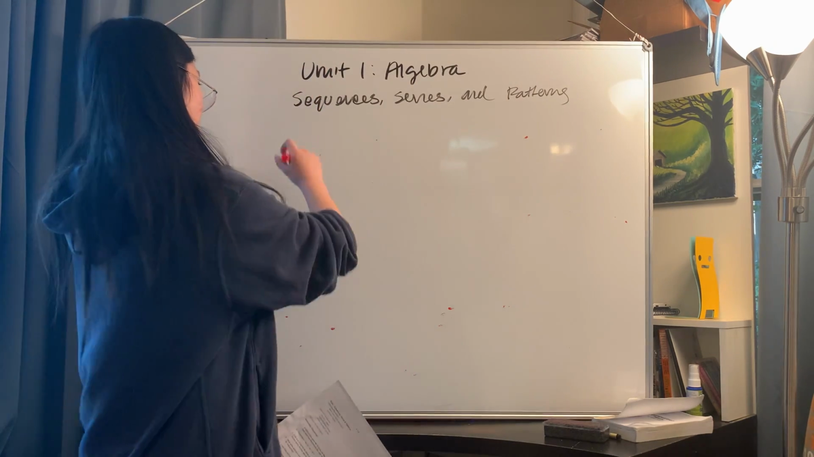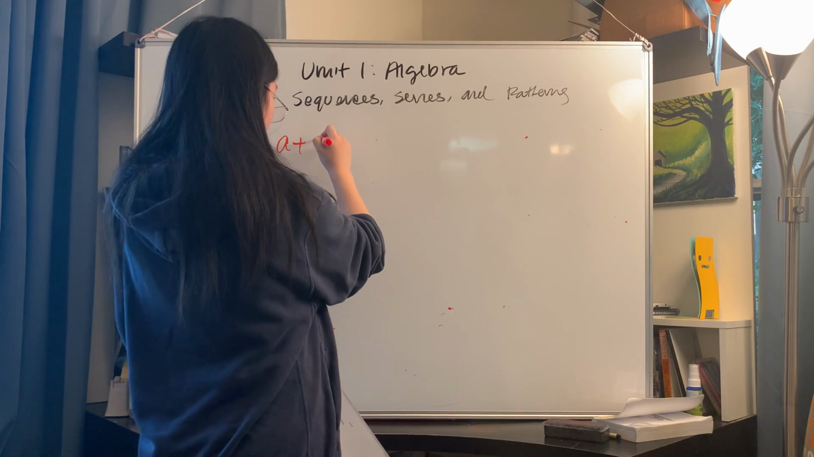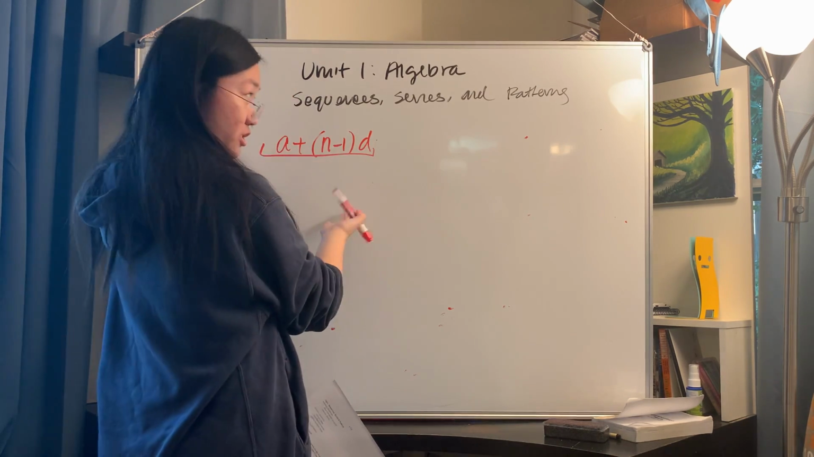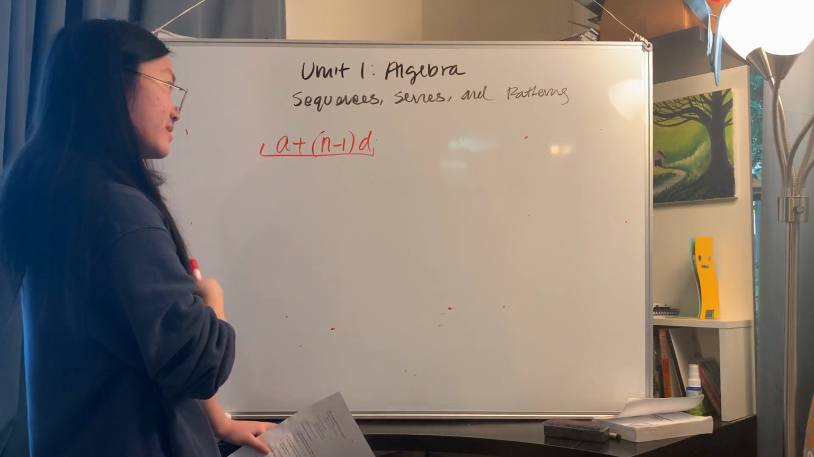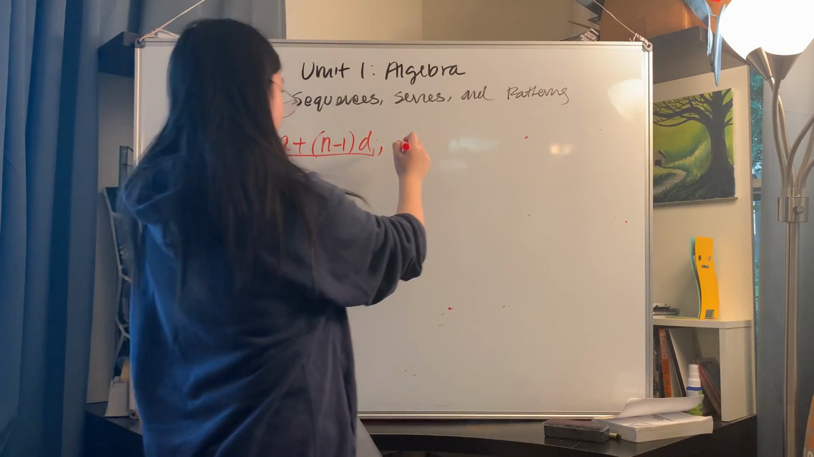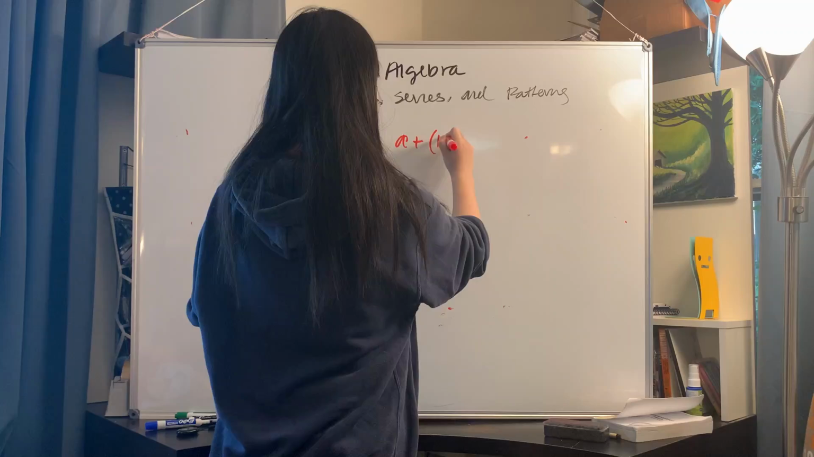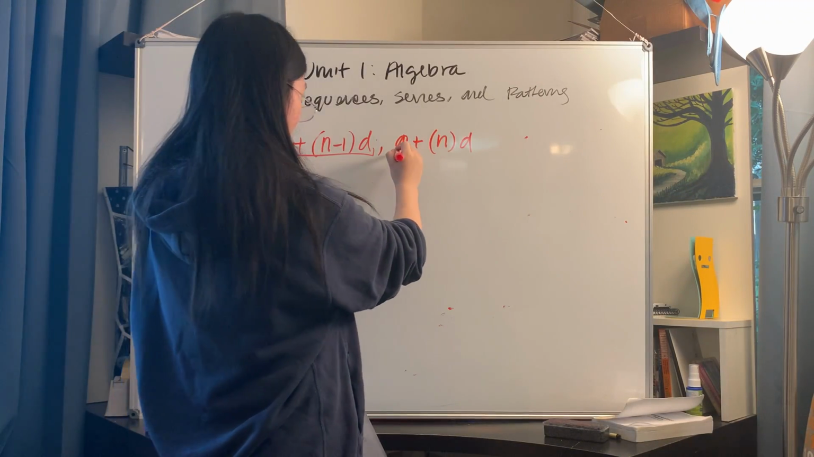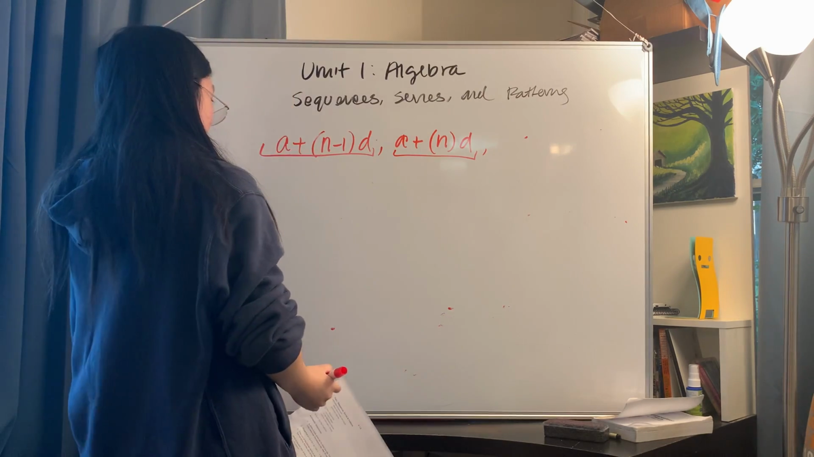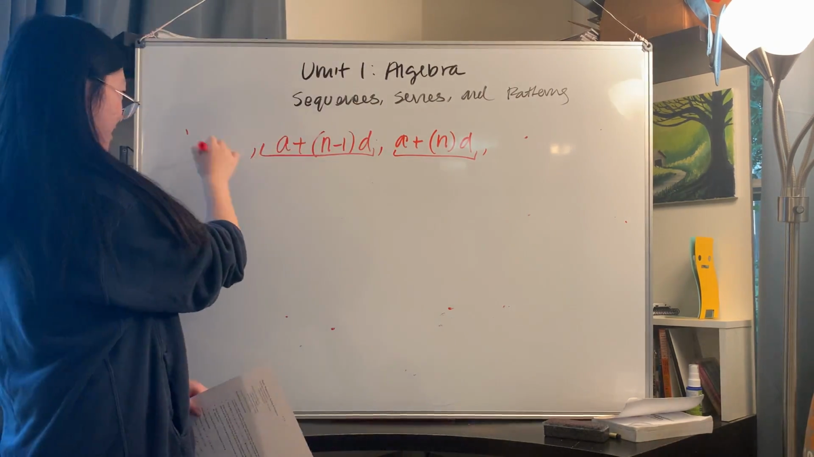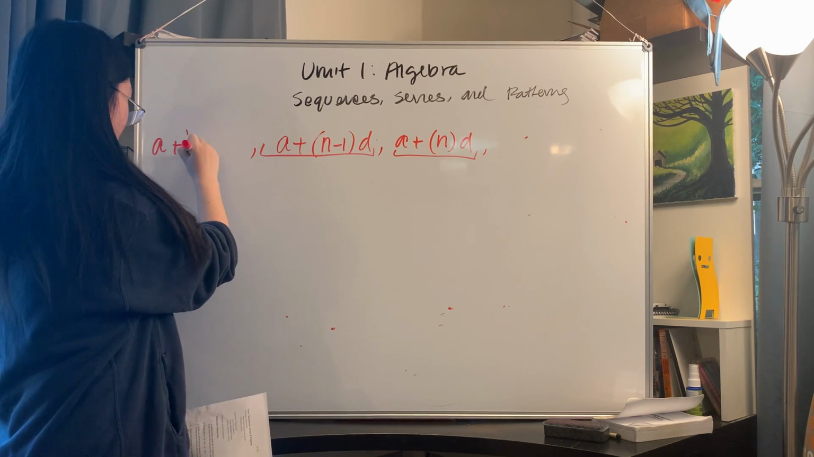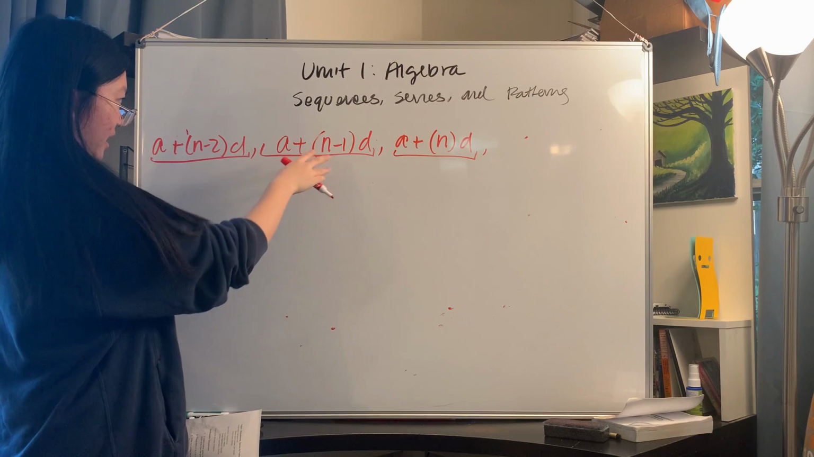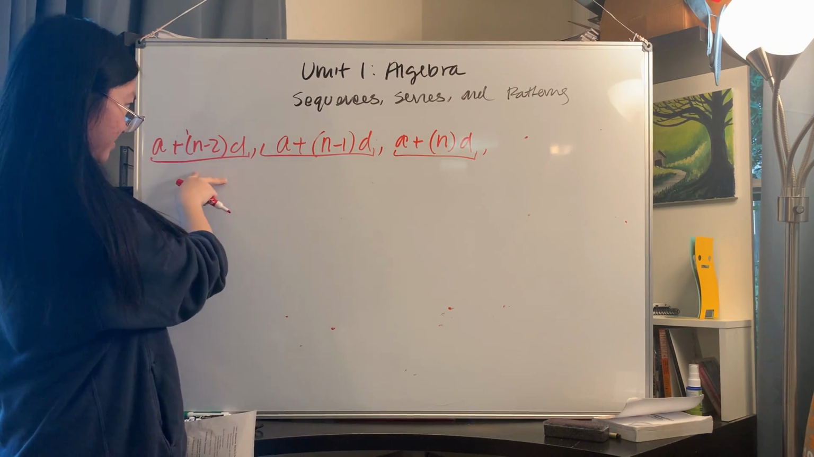So our first number would be a plus n minus 1 times d. So this is a certain term in our arithmetic sequence. But the term after it would be a plus n times d, because we're adding an additional d to get to the next term. And then the term before it is equal to a plus n minus 2 times d. That's a term that came before it because we're subtracting a d.